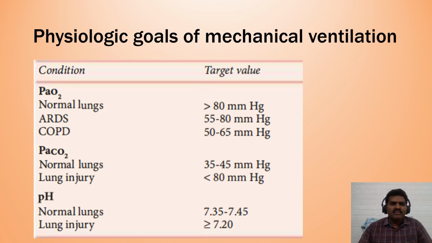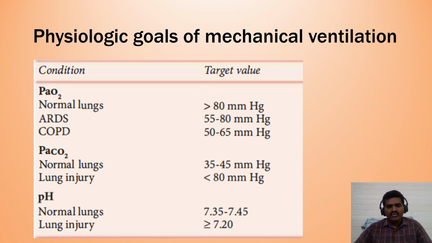When it comes to PaO2, if the patient has normal lungs, you can aim for a PaO2 of more than 80 millimeters of mercury. In a patient with ARDS, you give a permissive hypoxemia. In both ARDS and COPD, use somewhere around 55 to 80 millimeters of mercury. In COPD, 50 to 65 millimeters of mercury of partial pressure of O2 is enough.